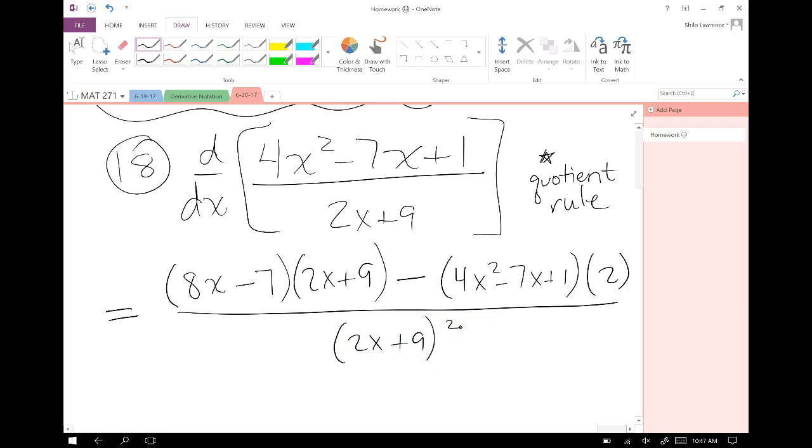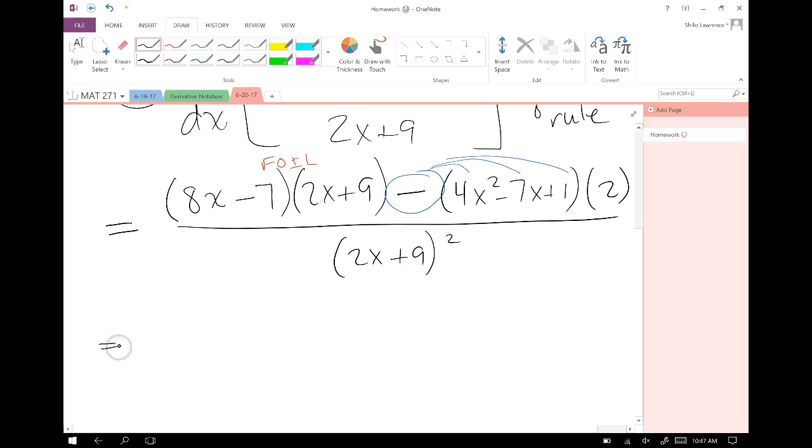And most likely, MyLabs Plus is going to want you to simplify the numerator. Okay, so we're going to want to FOIL out this stuff, and then distribute the 2 and distribute the minus. Be really careful with the second term in the quotient rule because that minus applies to everything behind it. So it's going to have to get distributed. So we're going to want to FOIL out that 8x minus 7 times 2x plus 9. We get 16x squared.